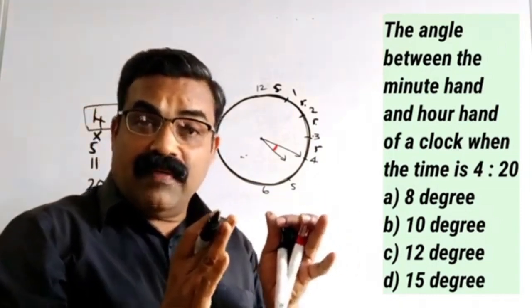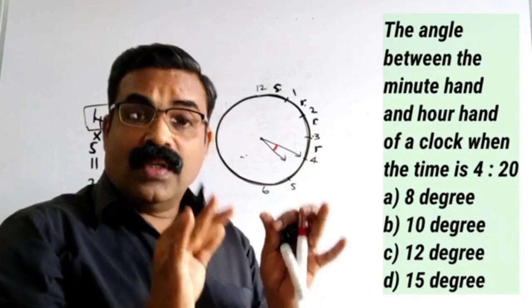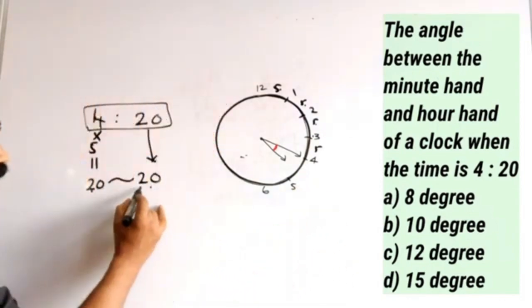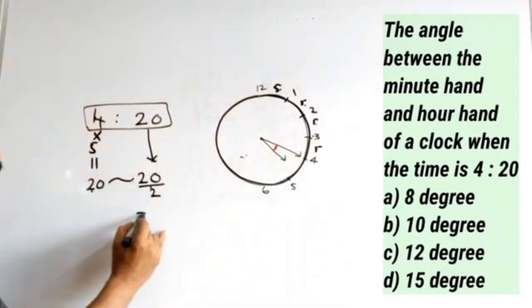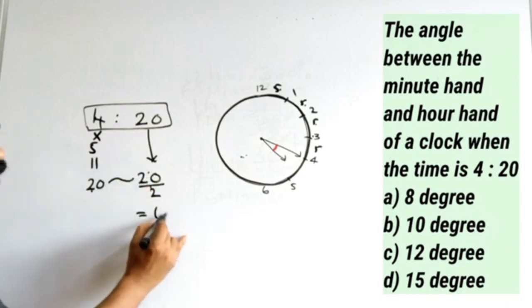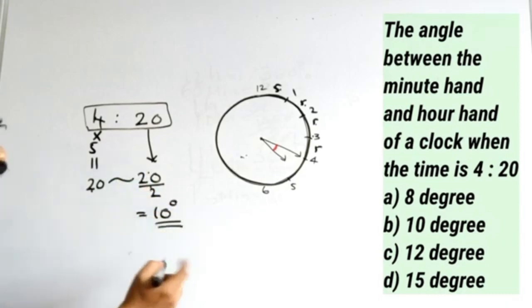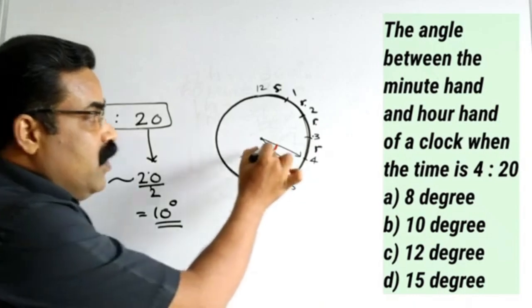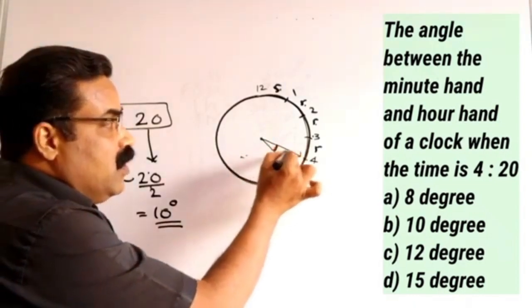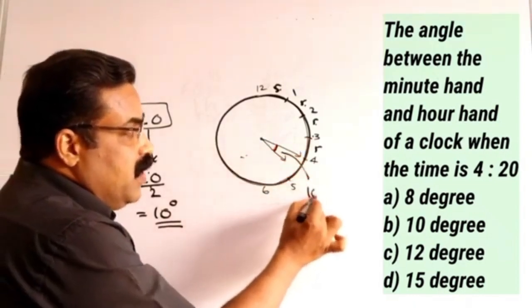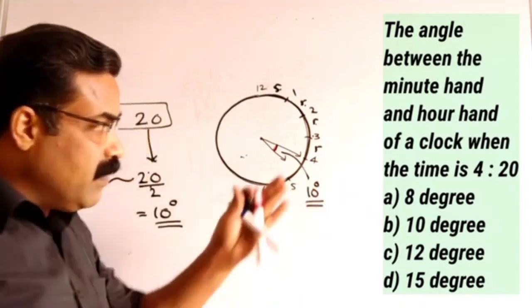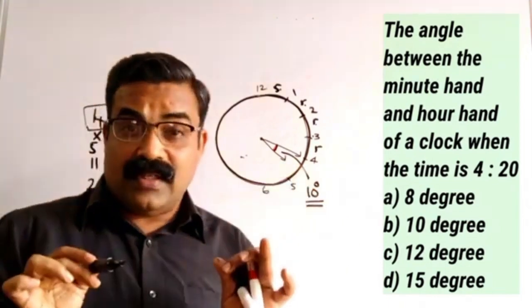If the difference between these two numbers is 0, the answer is obtained just by dividing this by 2. So when you divide this number by 2, you get 10 degrees. So 10 degrees is the answer. The angle between these two needles will be 10 degrees. So from the given options, you can mark the correct answer.